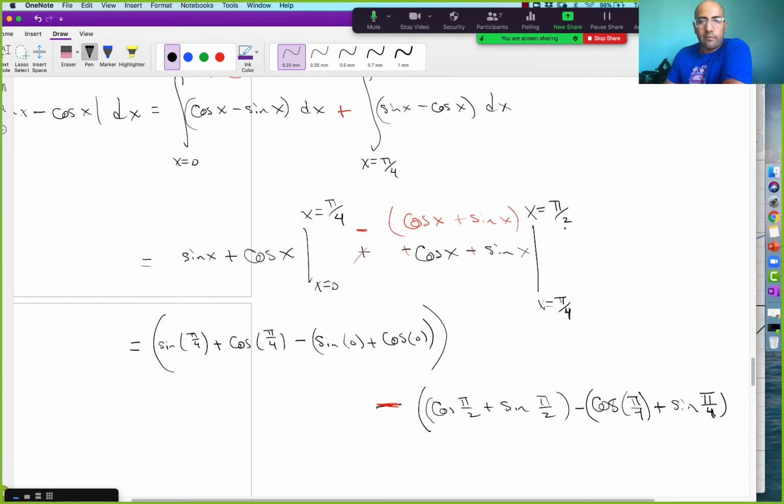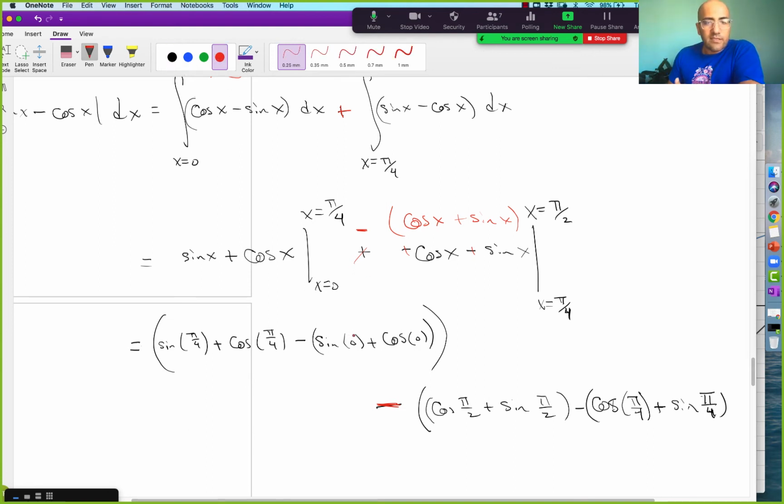So I applied a pi over 2 to both of these, and that's this. Cosine pi over 2 plus sine of pi over 2 minus, and then cosine of pi over 4 plus sine of pi over 4. So I think this is right. Oh, I'm sorry. Yeah, we're good? My fault. It's easy to get confused. I'm not totally confident either.